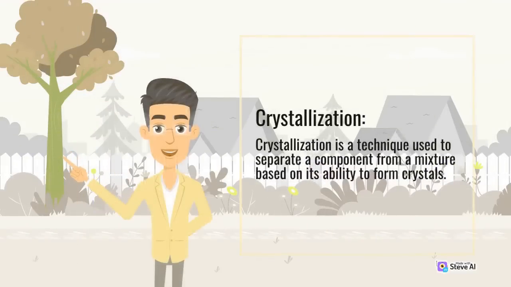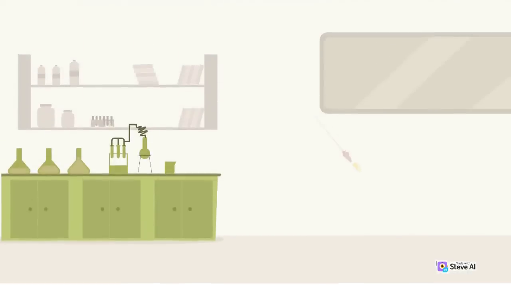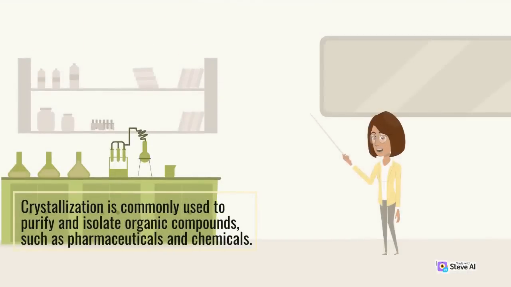Crystallization. Crystallization is a technique used to separate a component from a mixture based on its ability to form crystals. The mixture is dissolved in a solvent, and the solution is allowed to cool slowly, allowing the desired component to crystallize. Crystallization is commonly used to purify and isolate organic compounds, such as pharmaceuticals and chemicals.